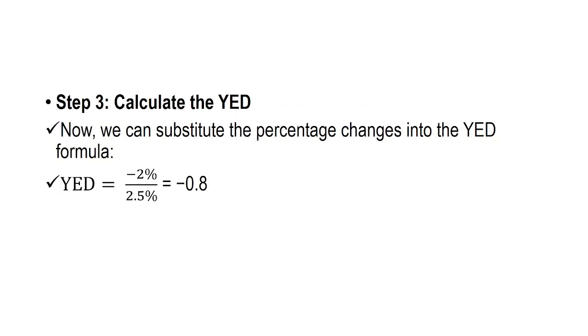Now we have all the information to calculate the income elasticity of demand. Income elasticity of demand equals the percentage change in quantity demanded according to the question, minus 2%, divided by the percentage change in income according to our calculation with the information extracted from the question, 2.5%. The final answer equals minus 0.8 income elasticity of demand for this question.